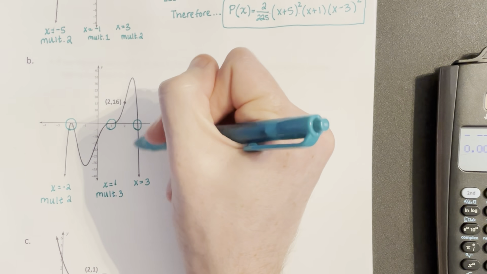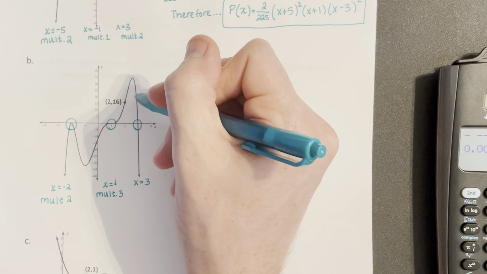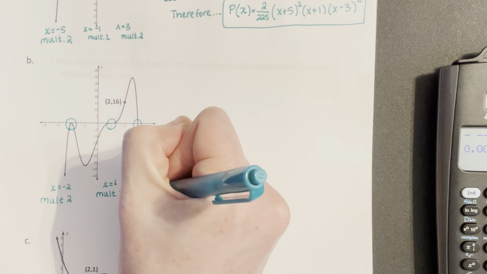The last one does go straight through. It's not bending, it's not bouncing, it's going straight through that value. So it's a multiplicity of 1.